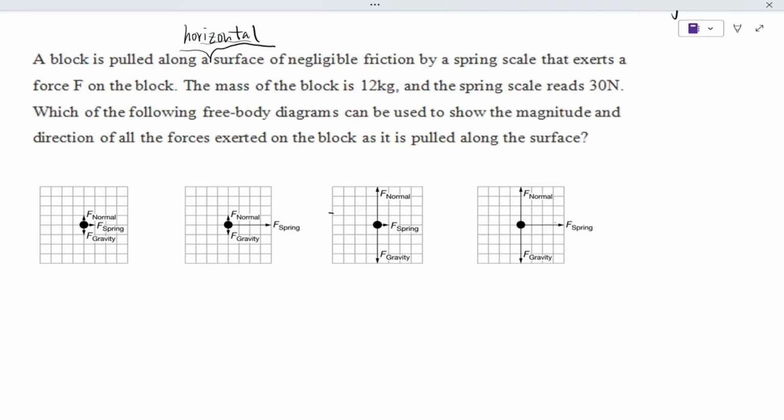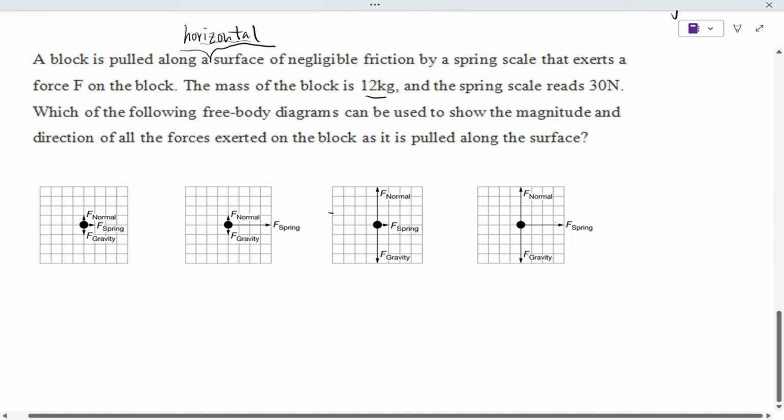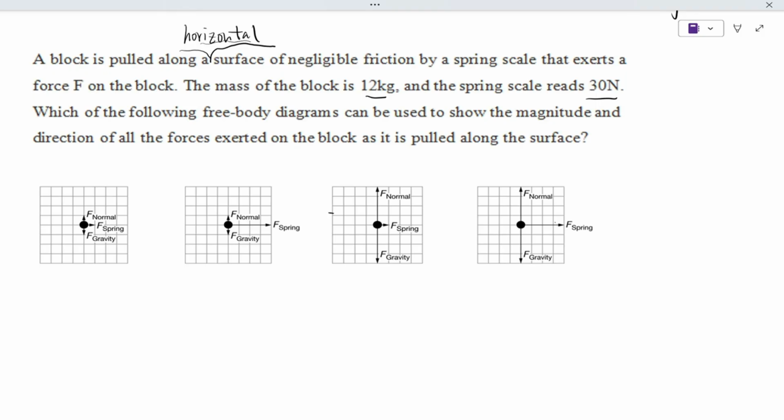Alright, next question. A block is pulled along a horizontal surface with negligible friction by a spring scale that exerts a force F on the block. The mass of the block is 12 kilograms, and the spring scale reads 30 newtons. Which of the following free body diagrams can be used to show the magnitudes and the direction of all forces exerted on the block as it is pulled along the surface?